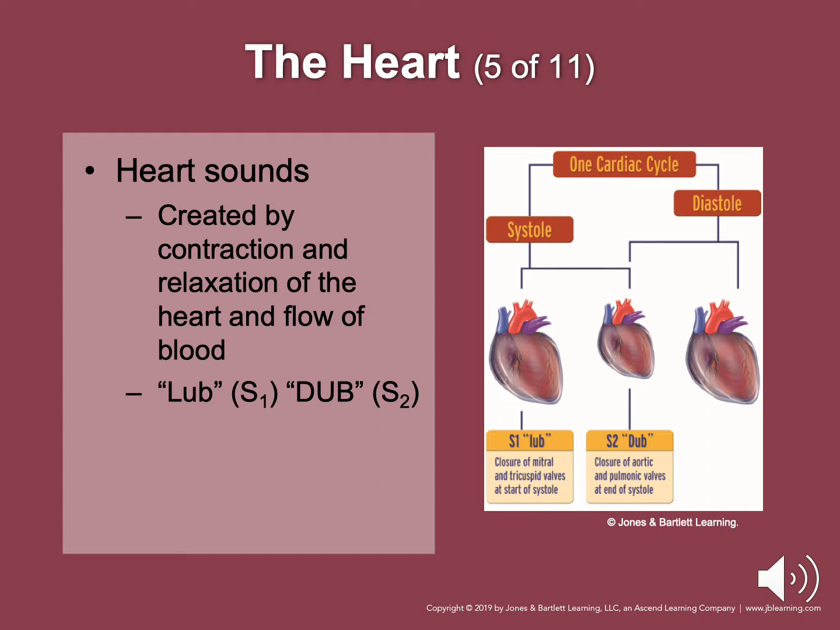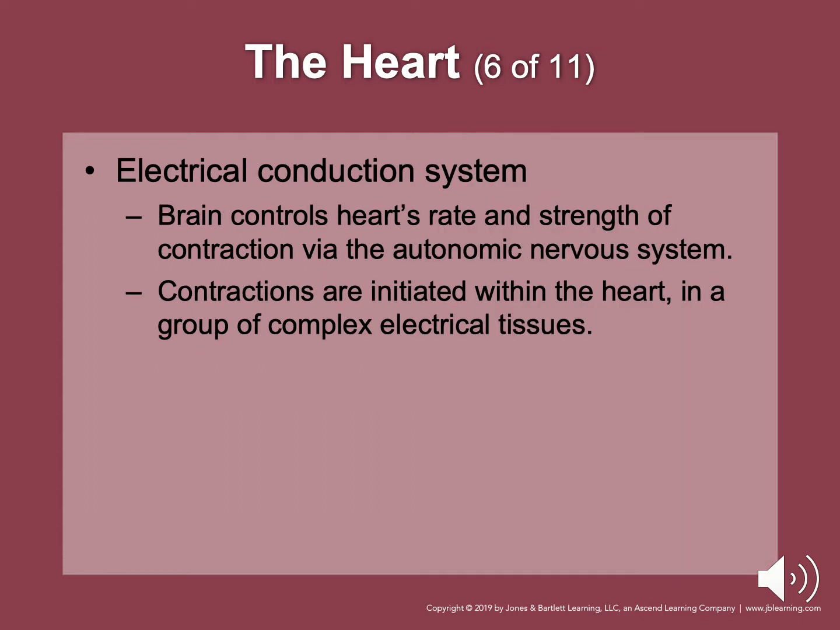Okay, so you have the sinoatrial node, the SA node, then the atrioventricular node. You have your AV node, your bundle of His, your right and left bundle branches, and then your Purkinje fibers. So the SA node is the normal origin of electrical impulses. It then travels to the AV node, and electrical stimulation of the heart continues towards the bundle of His, down the bundle branches, and terminates in the Purkinje fibers.